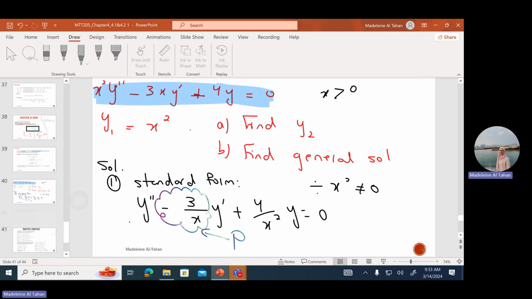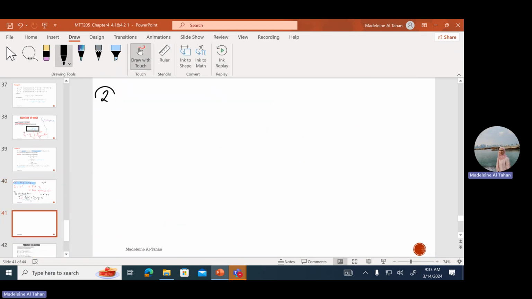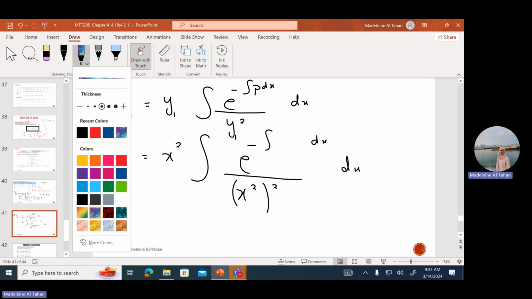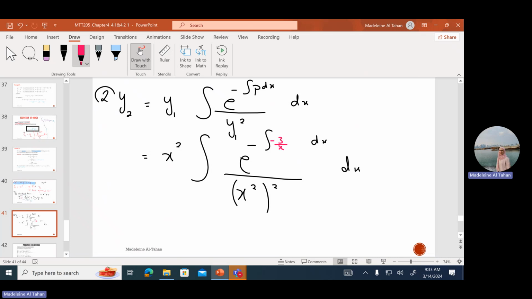The next step now, we will write the formula. Y2 is equal to Y1 e power negative integral P dx over Y1 squared. Y1 is what? X squared, right? E power negative integral P dx. Y1 squared is x squared squared. What was P, miss? Negative 3 over x.